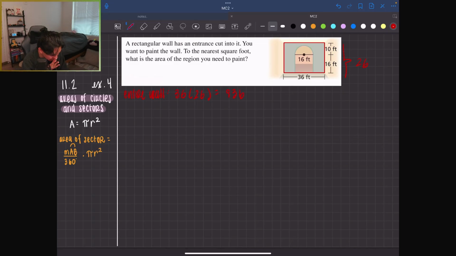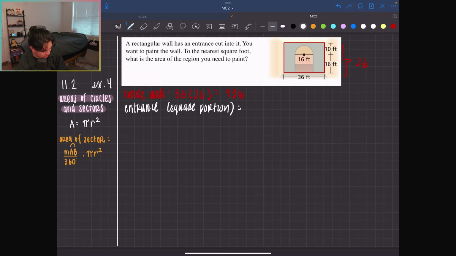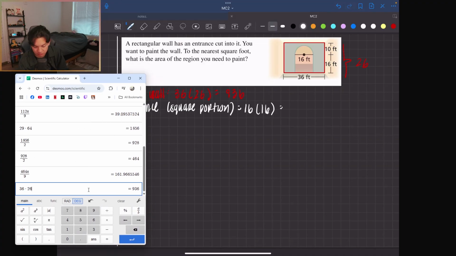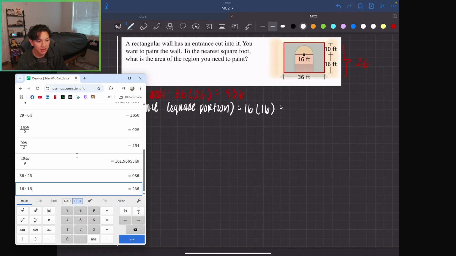All right, what's the next thing that we can find out? I'm taking a look at this little quadrilateral right over here. Across it is 16, and up and down is 16 as well. So this is actually a square. This is the entrance, the square portion, which is just 16 times 16. 16 squared is 256.